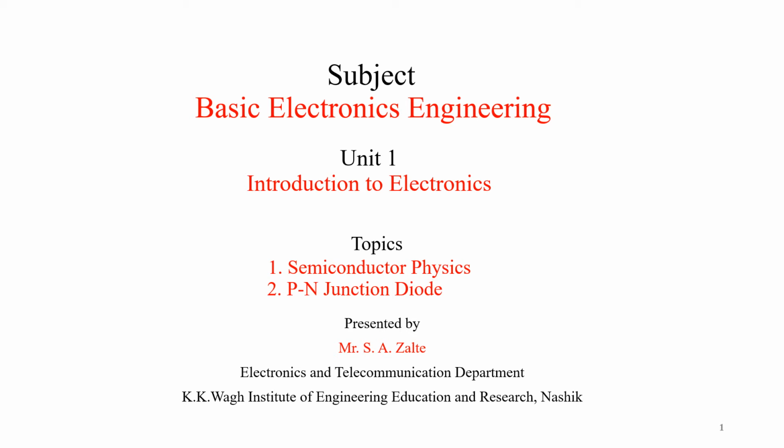Hello friends, in the last lecture we covered the three basic topics from your unit number 1. That is, first one is your evolution of electronics. Then what is the impact of electronics on industry and society, and which are the different active and passive components. Now in this lecture we will cover the next topics, that is semiconductor physics and the p-n junction diode.